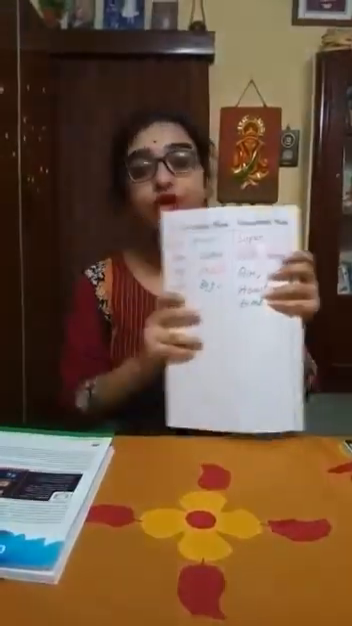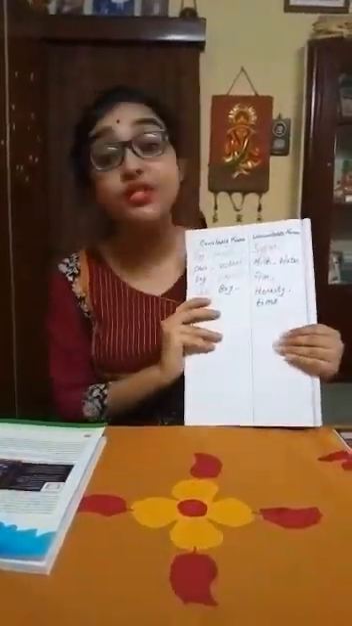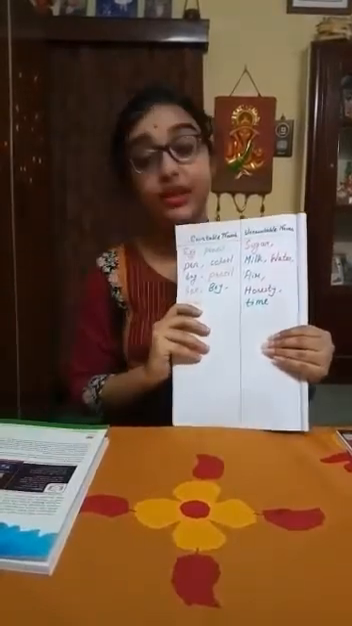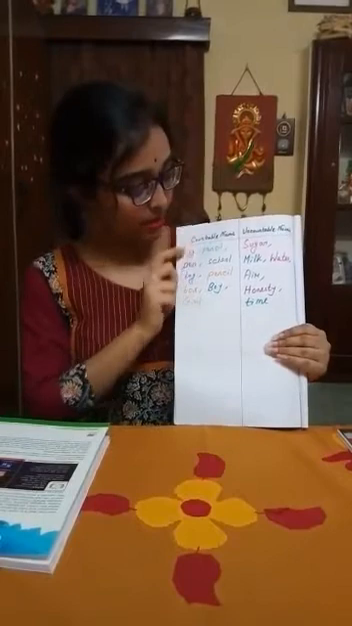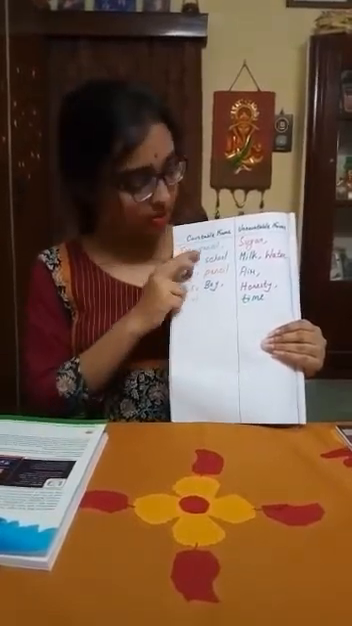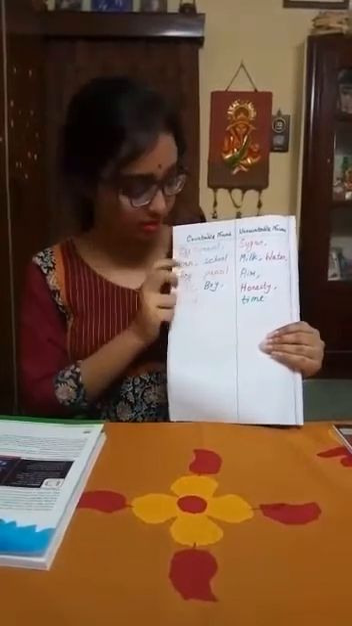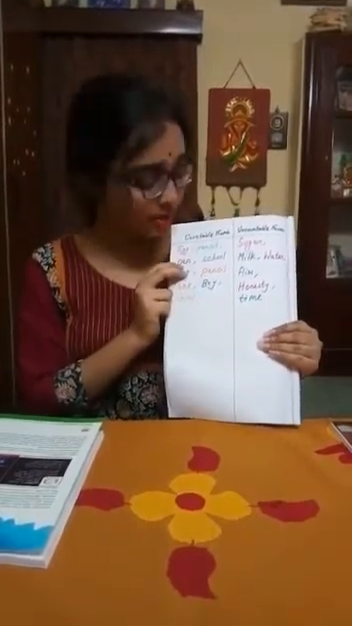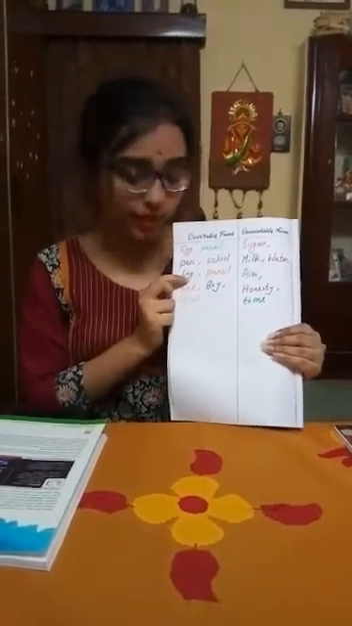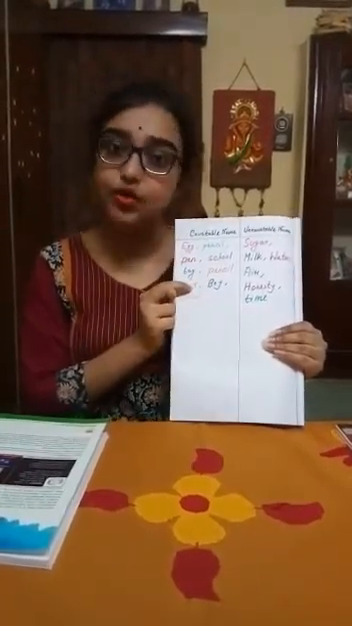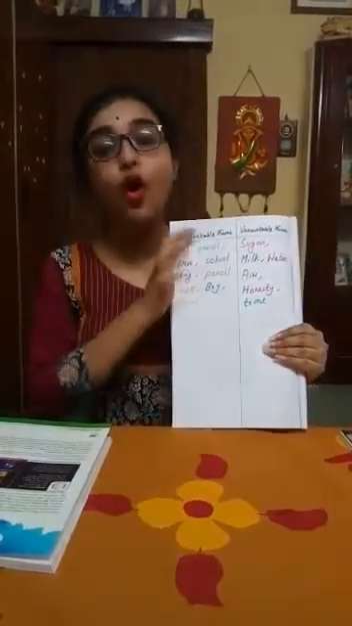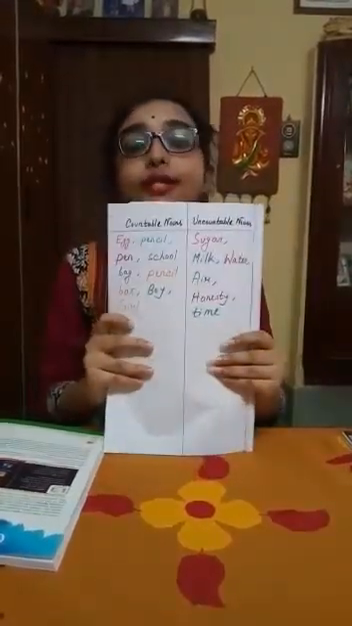Let me show you some more examples. Look at this chart. I have written some more examples of countable and uncountable nouns. Countable nouns: egg, you can count. Pencil, you can count. Pen, you can count as well. School bag, you can also count. Pencil box, you can also count. Boy, girl, all these that I have written, you can count.